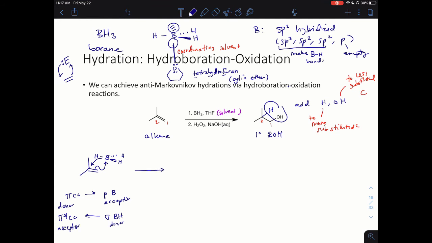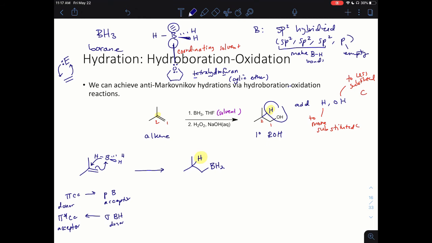That generates an intermediate that looks like this. And so we've done it, folks. We have put the hydrogen on the more substituted carbon. We've been trying to do this for the last 2 weeks. We finally have done it. I just took this new reagent.